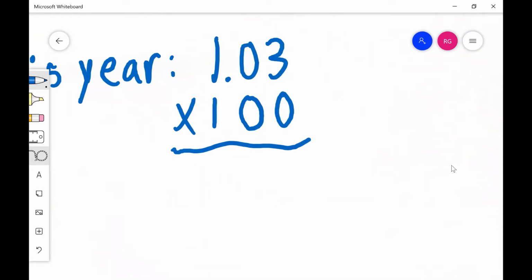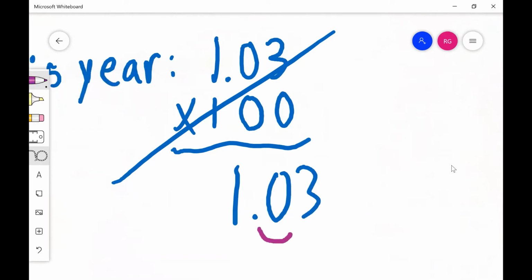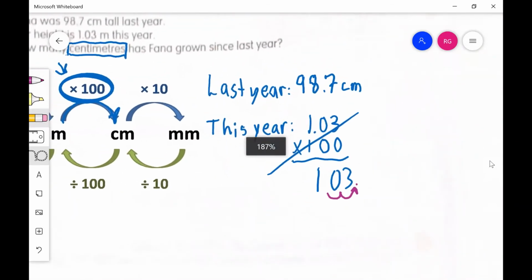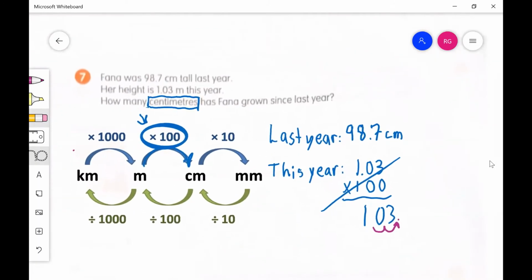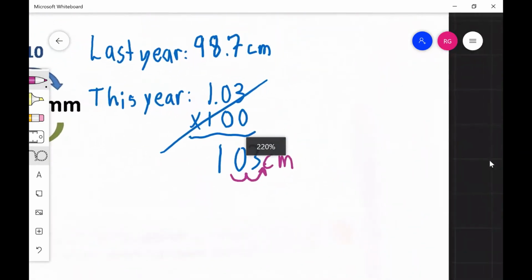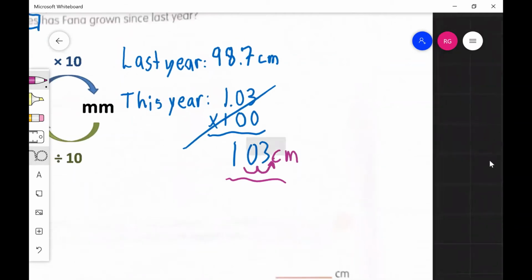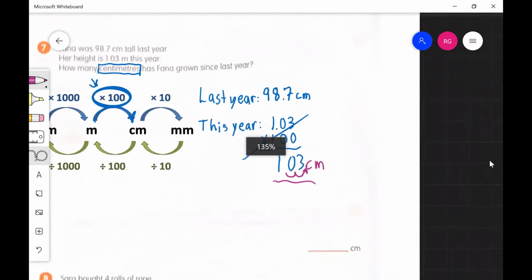Well, we don't actually need to do this. Okay, let's do this the faster way, and that is to move the decimal, right? So let's just take this decimal and move it how many places to the right? Two. 2 places to the right. 1, 2, and there it goes. And then I can erase my old decimal. And at least her height this year is, we know, 103 centimeters. Okay, so I know last year was 98.7. This year she is 103. She's gotten taller. But how much taller is the question?